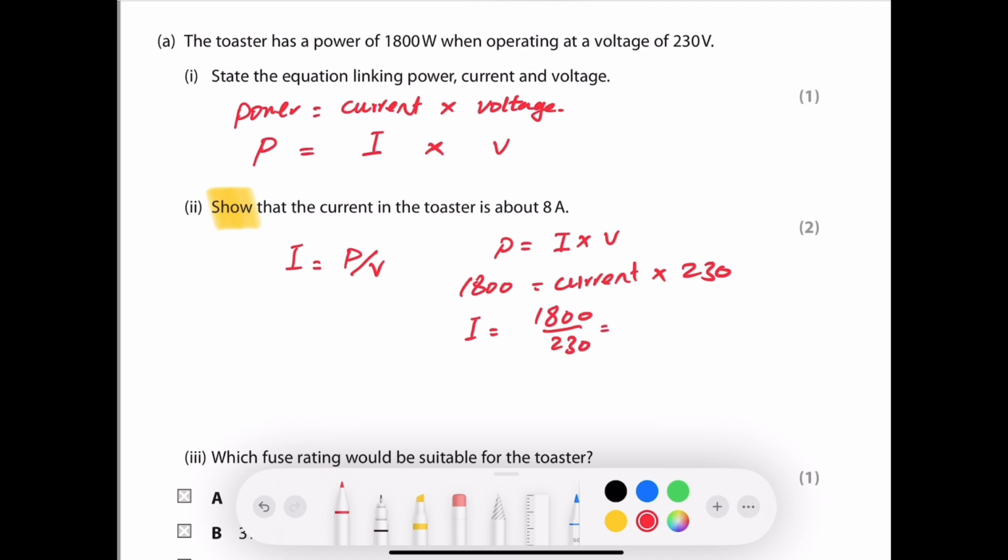The correct answer for this question is 7.826, which is approximately 8 ampere. Show the examiner this value, because he was asking for show that. In physics we need 2 to 3 significant figures.